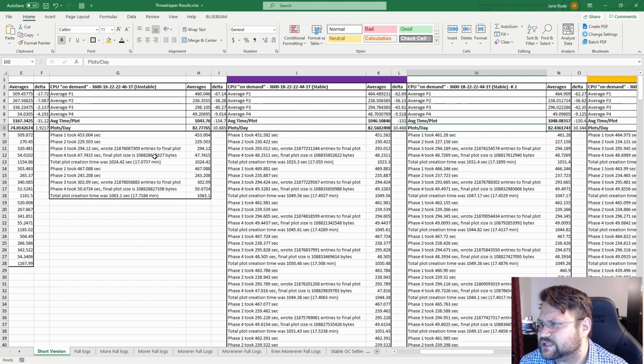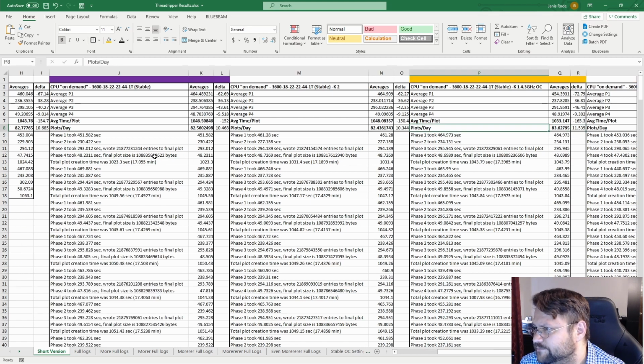After that, I decided to test the K value, and I changed it to 2, and there was no difference really. I went ahead and overclocked the CPU and got one more plot per day. That's something at least.